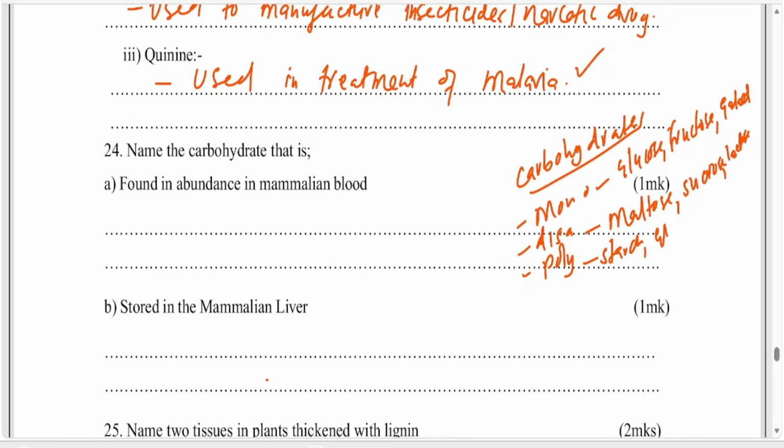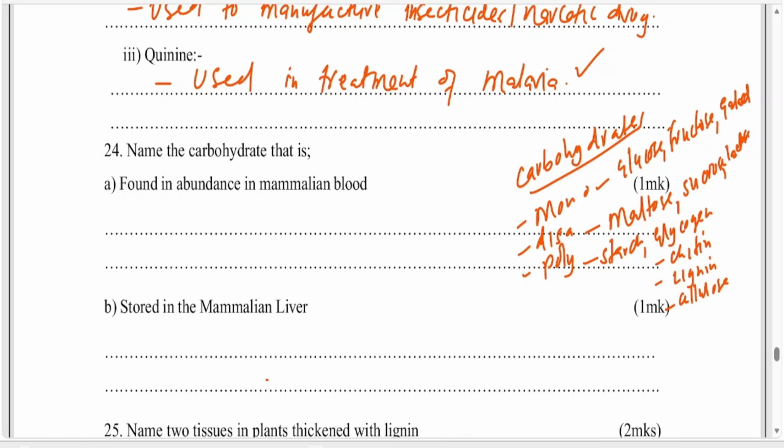We have glycogen in animal tissue. We also have chitin in the exoskeleton of arthropods. We have lignin as found in xylem tissues, xylem vessels and xylem tracheids. And we also have cellulose, which is the type of carbohydrate that forms the cell wall in plants.